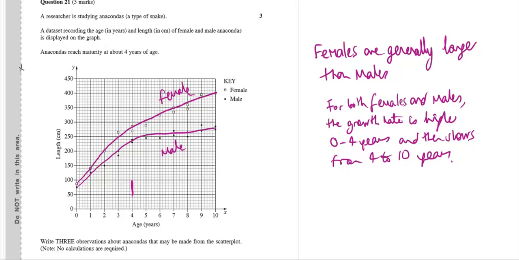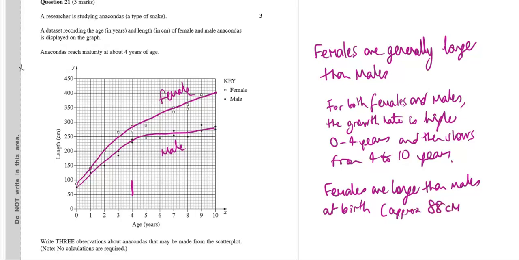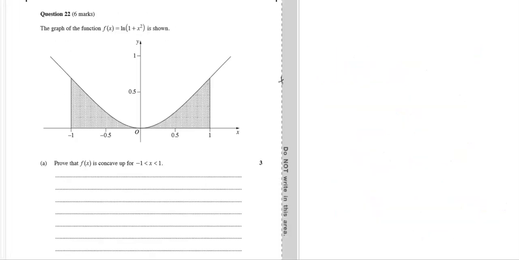And I can also make an observation about what happens initially. Females are longer than males at birth. And I'll refer to the numbers. Approximately 88 centimetres versus 75 centimetres respectively. And that's enough for the 3 marks.